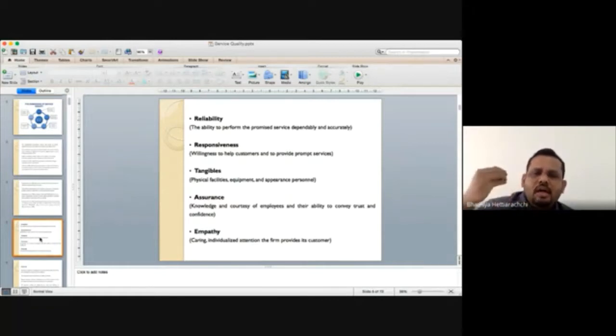So the empathy part. When you look at developing quality in your service delivery, you can work on these five dimensions: reliability, responsiveness, tangibles, assurance, empathy. And when you work on these five dimensions, it will eventually create a service product which is actually valued or desired by the customer, and where the customer says the service is quality.